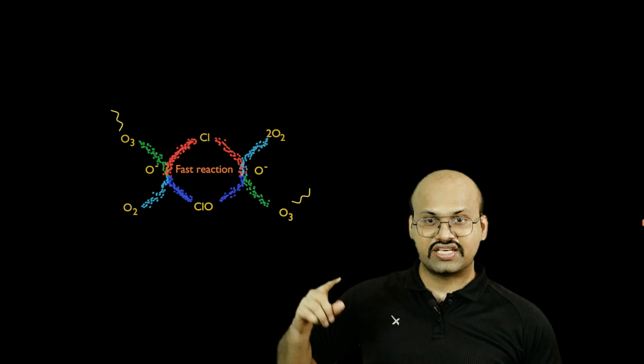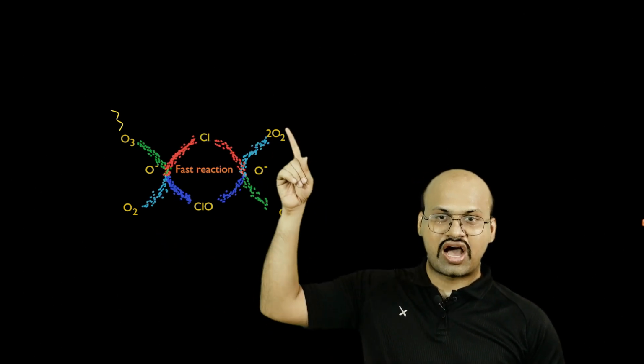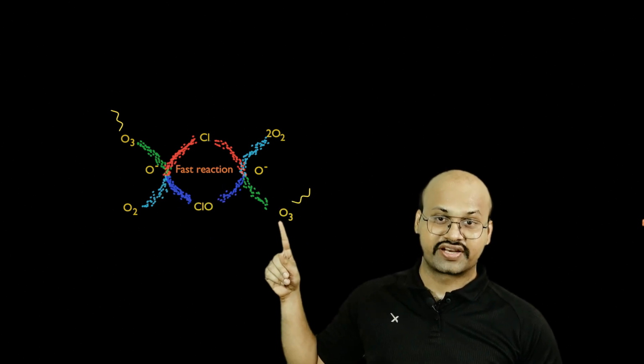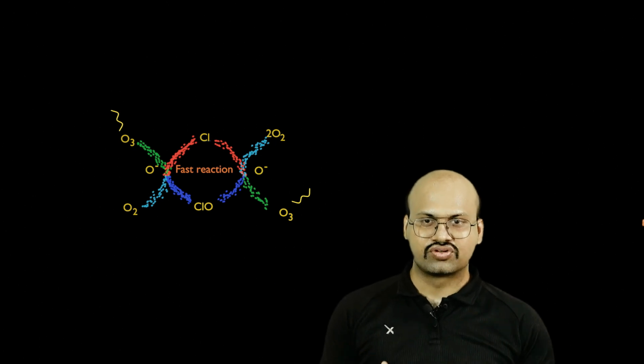Now you can see that in this whole process, ozone is destroyed. There is no output of ozone. There are only inputs. These two are input points for the reaction. In the outputs we get oxygen. So this process destroys ozone.